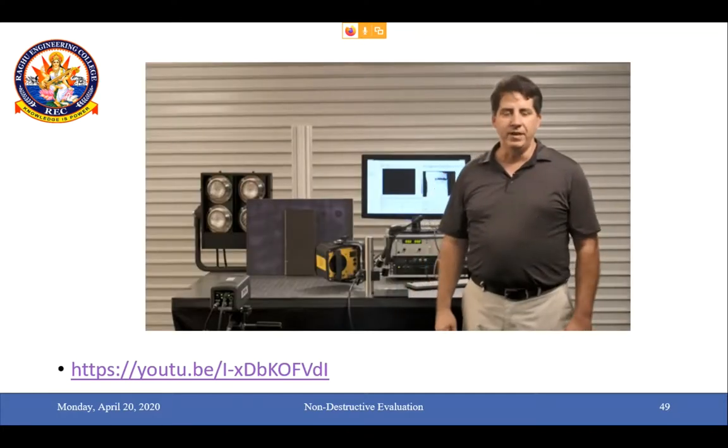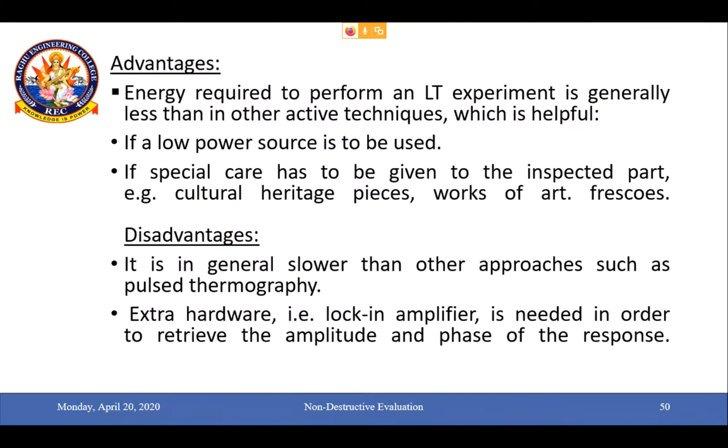If you have any questions or if you have a specific need, we'll go to the next slide. These are your advantages and disadvantages as far as lock-in thermography is concerned. I'll read through them.